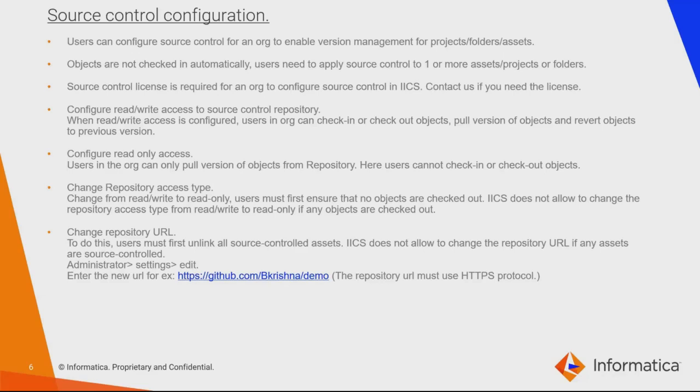So we need to first of all unlink all the assets in order to make this change. So how to make this change, we'll talk about in our demo session. But if you can note here that basically it's a simple way to go ahead and change the repository URL. Just go to administrator page on Informatica Cloud, click on settings, and then update the new URL. One thing to note here is the repository URL must use HTTPS protocol.